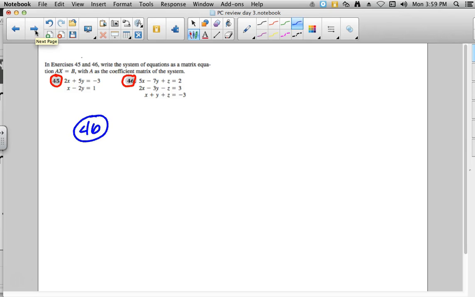Number 46 is the same thing. What we need to do is just pull the coefficients off of the x's and y's and z's.